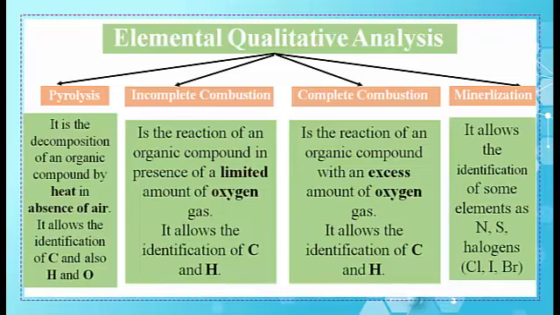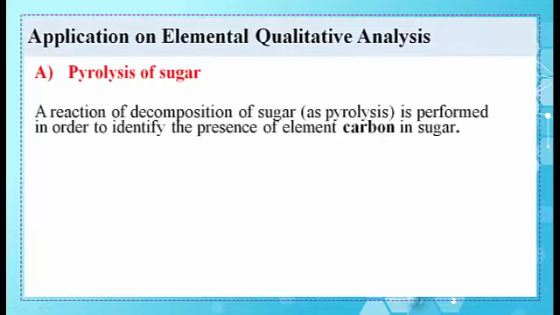Mineralization allows the identification of some elements such as nitrogen, sulfur, and halogens, which are chlorine, iodine, and bromine. Now we'll see an application on elemental qualitative analysis, which is pyrolysis of sugar, a reaction of decomposition of sugar, as pyrolysis is performed in order to identify the presence of the element carbon in sugar.